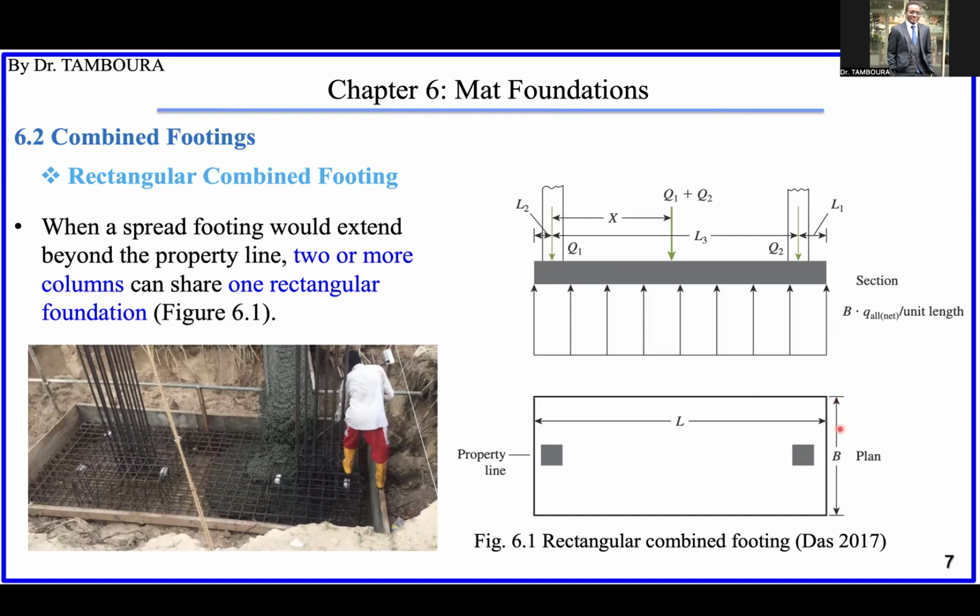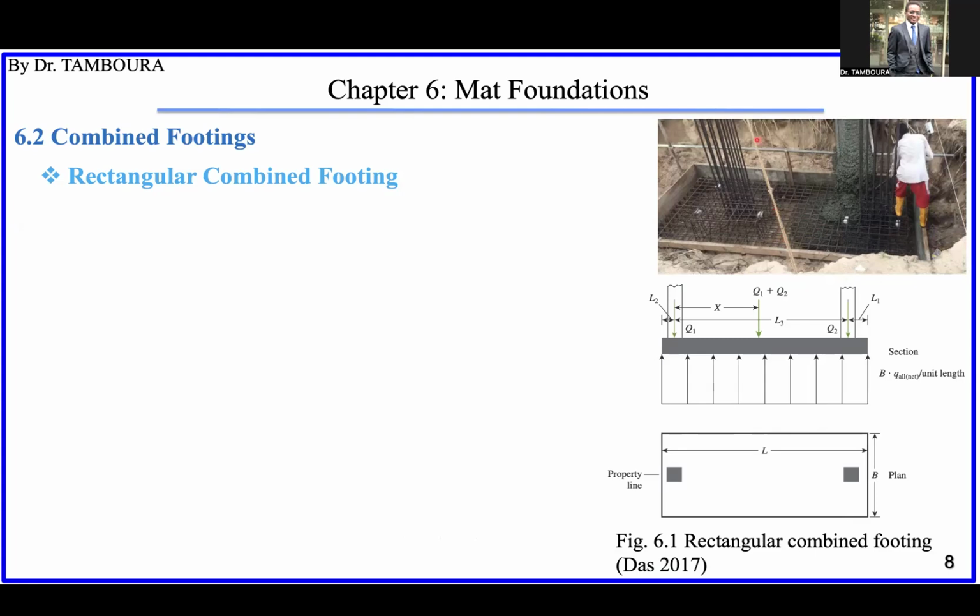So how can we obtain the values of B and L? Because we need that to uniformly spread the pressure on the ground so that it can support both loads coming from column 1 and column 2, Q1 and Q2. Okay, that's the objective. Let's put all this here.